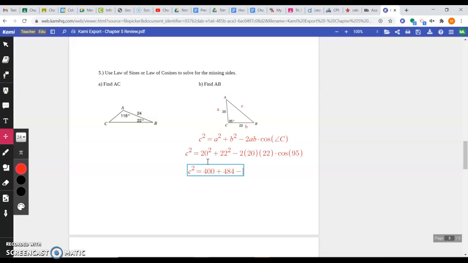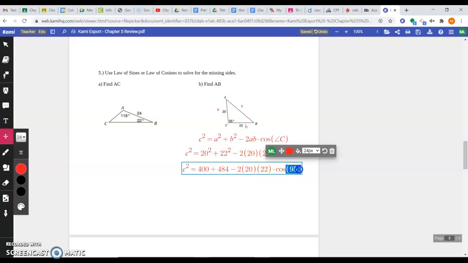And then I have minus, and I'm leaving the rest right now. So I did my exponents. I'm going to leave the rest. Minus 2 times 20 times 22, again, times the cosine of 95. Now that the exponents are done, I move on to multiplication and division. So I don't have division, but I have multiplication here. So what I'm going to do is this chain of multiplication here. And what I do, and this is kind of unique to me, and some people do it, some people don't, but I'm going to carry this negative, or the subtraction, with me. And what I'm going to do is negative 2 times 20 times 22 times the cosine of 95.